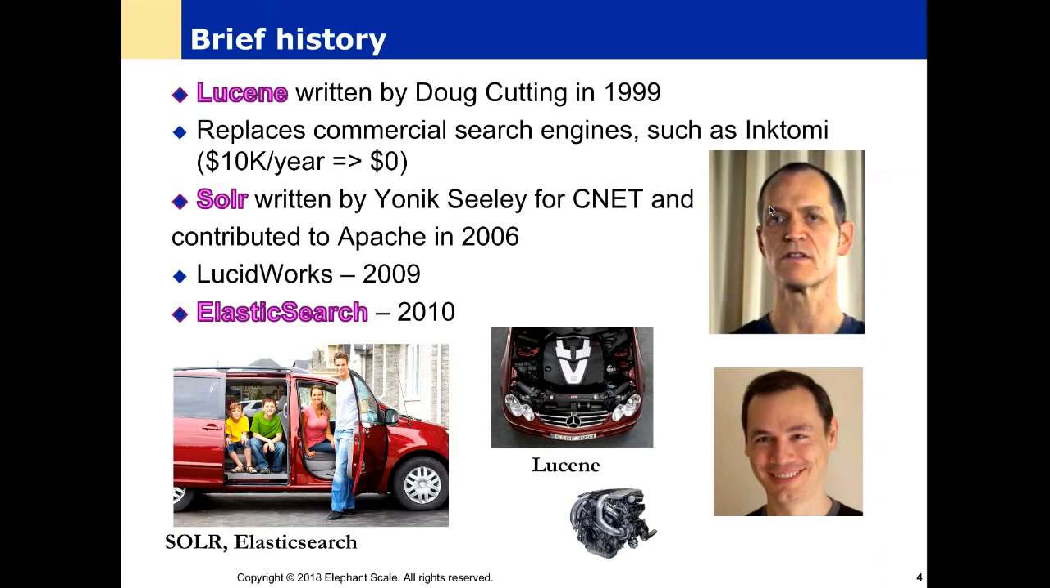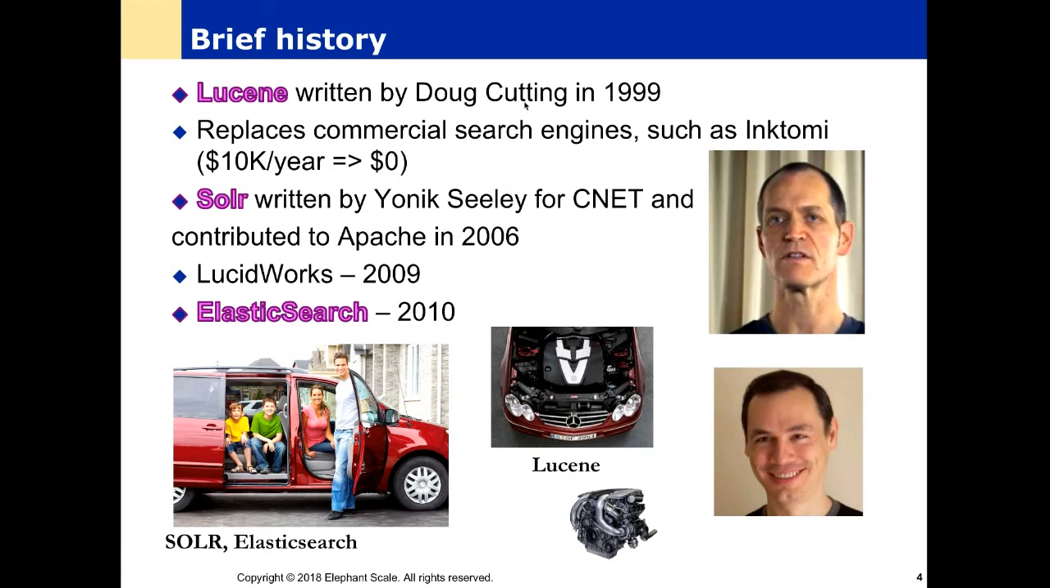But that was not a UI-based engine. It's not Google. It's a programming tool. So here it is at the top, a programming tool called Lucene. That became very popular because it was replacing very, very expensive commercial search engines such as Inktomi that would cost you 10,000, and that was 20 years ago at this time.